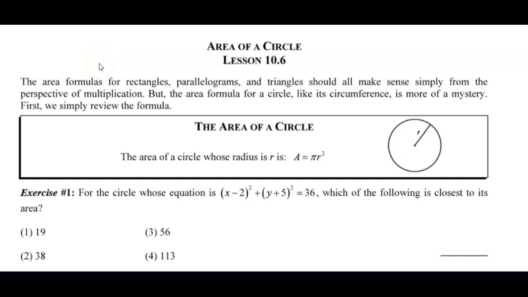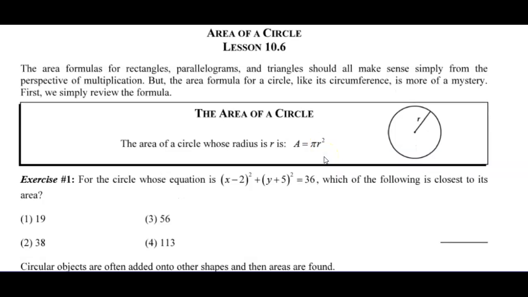All right, so we worked on formulas for rectangles, parallelograms, triangles, trapezoids, all those straight line polygons, using multiplication, largely some algebra. So for a circle, it's a little bit more of a mystery. The formula for area of a circle is pi times r squared, and you've seen that formula before, so it shouldn't be new to you. But we're going to work with it and try to develop some things about it throughout this lesson.